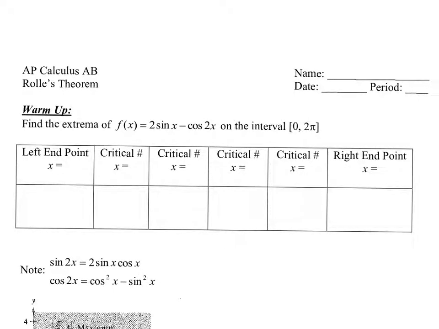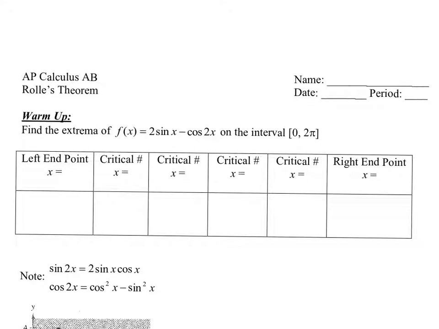Alright, so we're taking the derivative, f prime of x is 2 cosine x plus the derivative of cosine of 2x. How do we get that? Emma, do you know? Cosine of 2x, negative sine 2x.